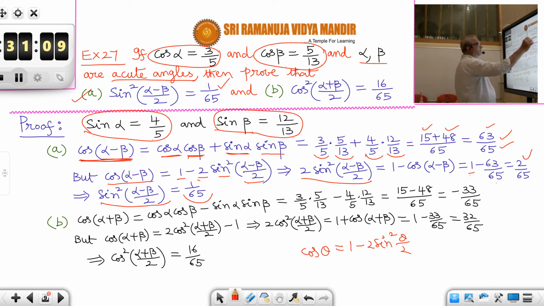Next he wants cos square alpha plus beta by 2. So first we have to find cos alpha plus beta.